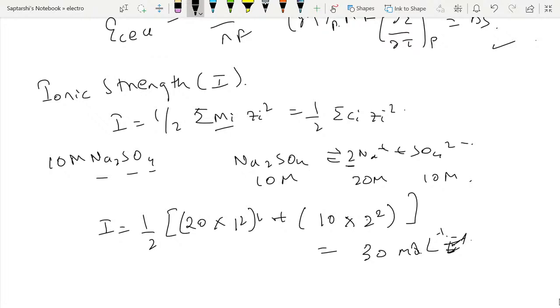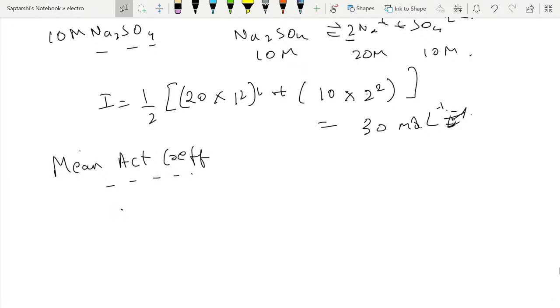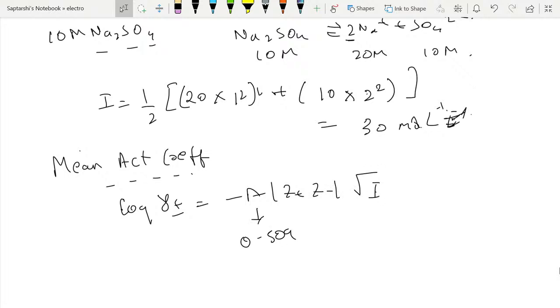Related to this concept is the mean activity coefficient, which is given by log of gamma plus minus equals minus A Z plus Z minus root of I. I is the ionic strength. A has a constant value of 0.509. Z plus and Z minus are the charges. So that is it.